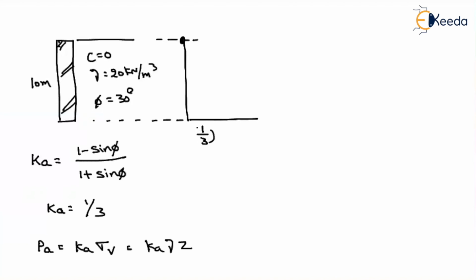What is the height of the retaining wall? 10, into what is the gamma given? 20. If you solve this, we will get 1 by 3 into 10 into 20, which is 200 by 3. That will be around 66.67 kilonewton per meter square. In between these two, it is varying linearly.